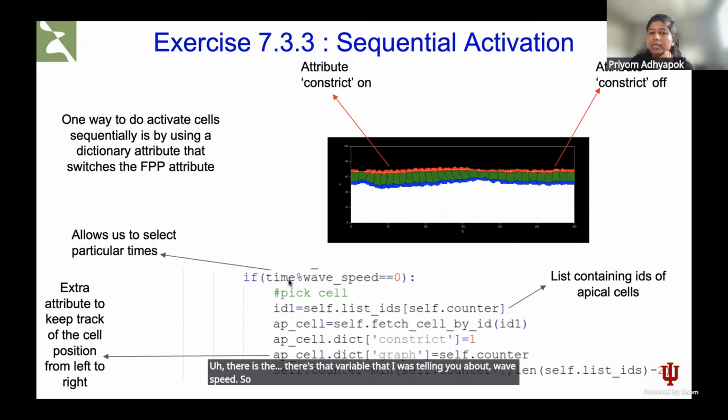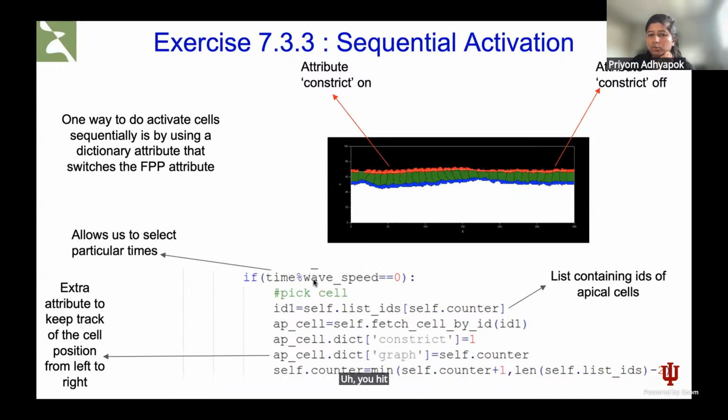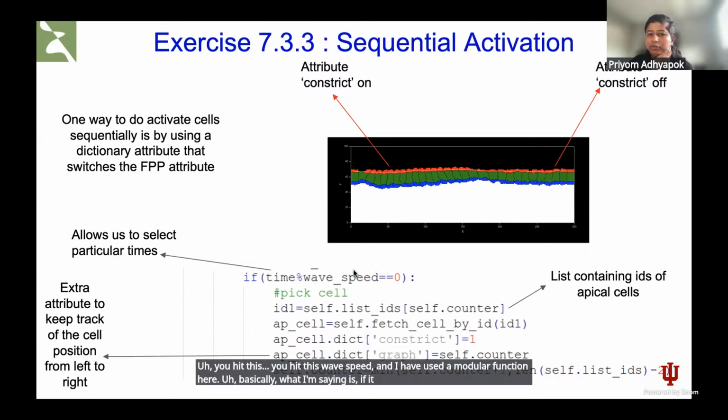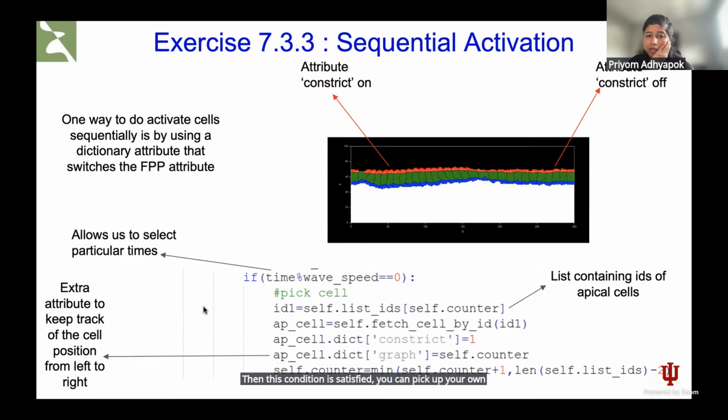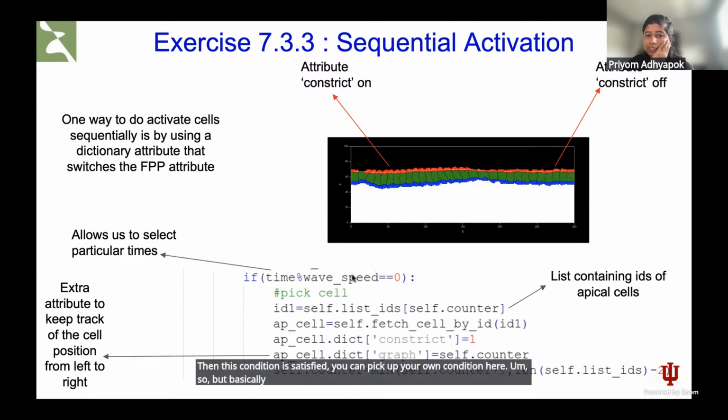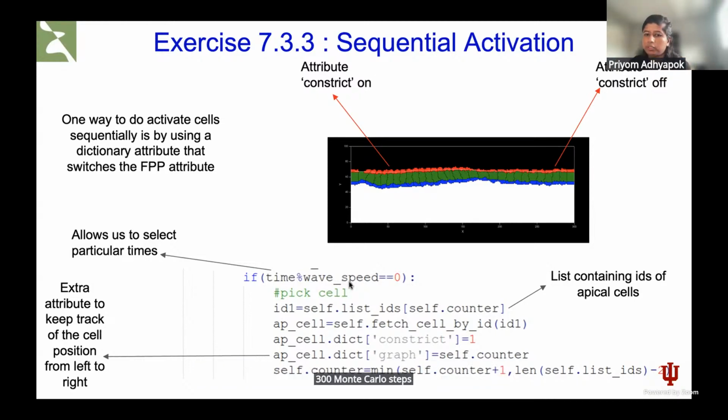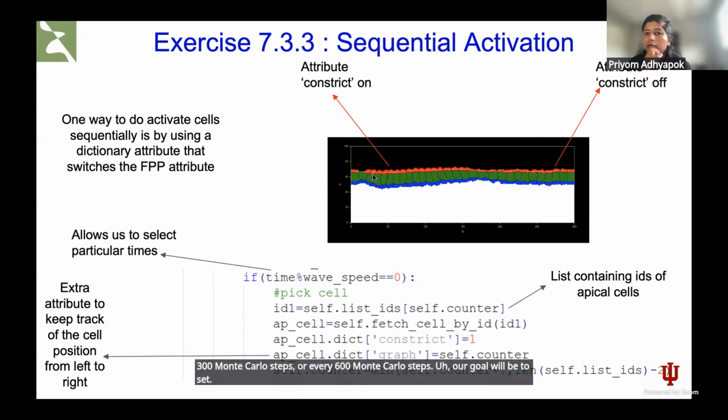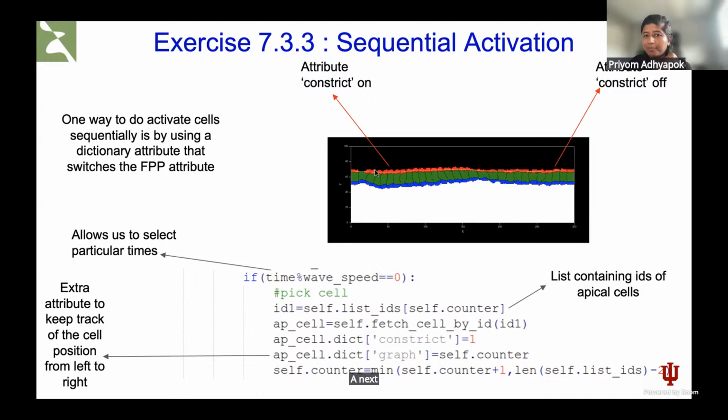So what we're saying is that every time you hit this wave speed, and I have used a modulo function here, basically, if it's a multiple of this wave speed, then this condition is satisfied. You can pick your own condition here. But once this time condition is met, say every 300 Monte Carlo steps or every 600 Monte Carlo steps, our goal will be to set the apical cell with the constrict parameter to be 1.